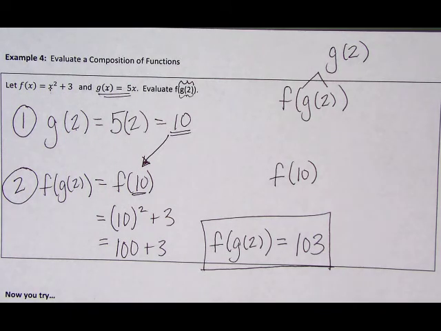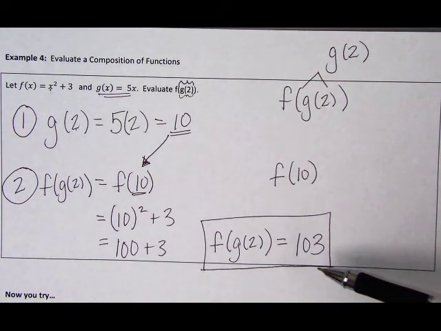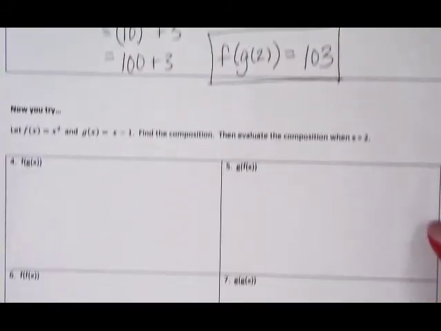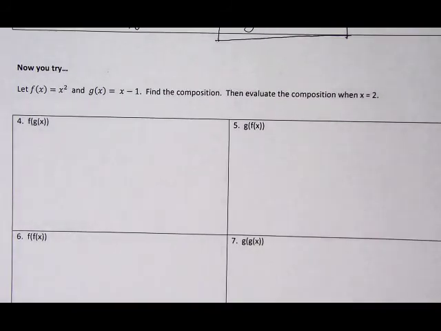You know you evaluated it when you got it all the way down and solved it and got a final answer. Now you try numbers 4 through 7, and numbers 1 through 3 as well, which we'll go over the next time we get together for class, so make sure you have those done. You can come see me early in the morning if you have questions. Otherwise, I will see you at our next class meeting.